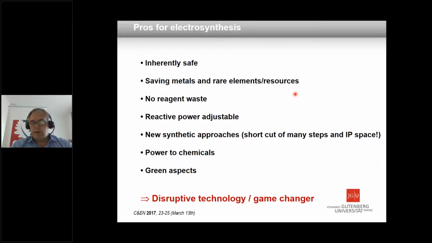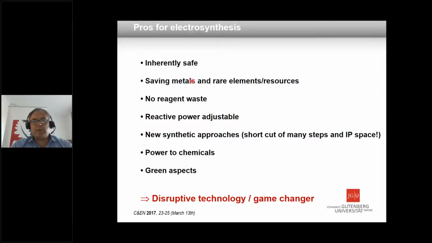Why should we focus on that? It's the good stuff about electrochemistry. It's inherently safe. That means the reaction is close to the electrode or on the electrode. This means as soon as you switch off the electricity, the reaction will cease. Therefore, no thermal runaway reactions are feasible.